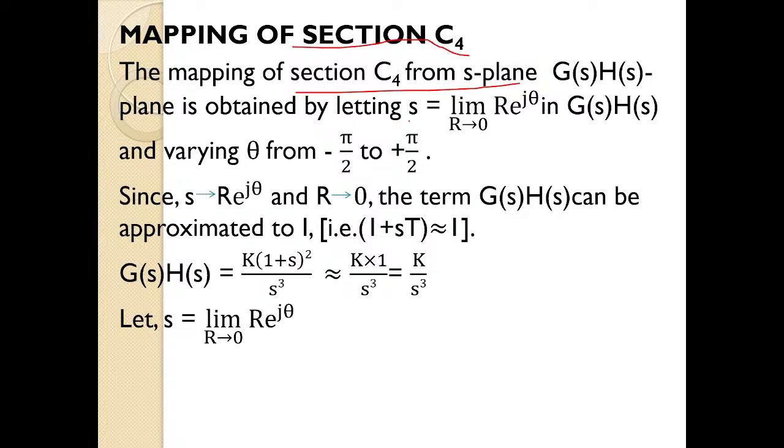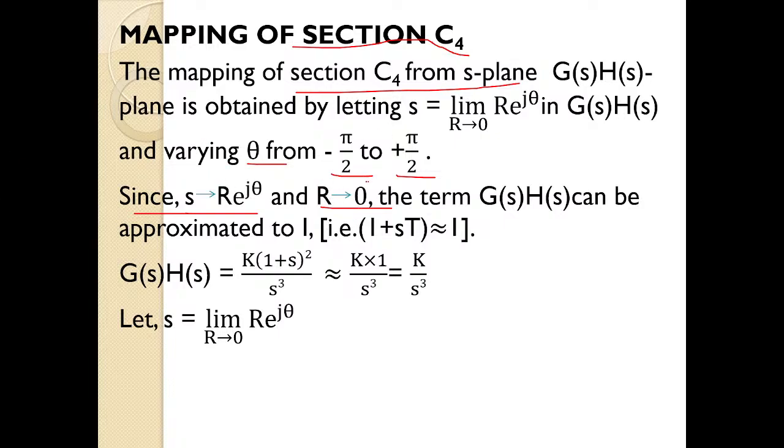So let us map this C4 of S plane on this G of S H of S plane. For that, what about S? S will be equal to limit R tends to 0 R e power j theta. Same formula, instead of infinity you must write 0 for R. And theta, what is theta? It is minus pi by 2 to plus pi by 2. So same formula for S, R e power j theta, R tends to 0, not infinity.